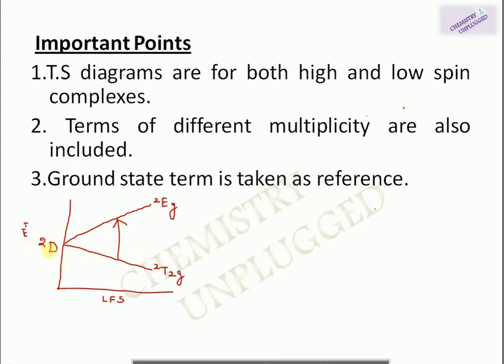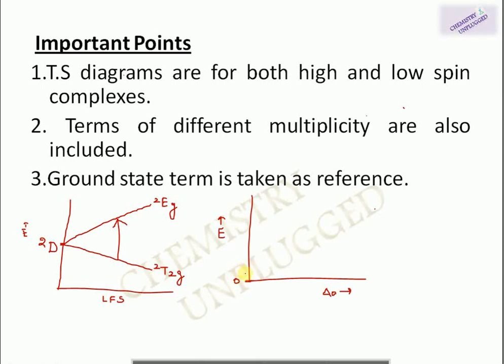So in these diagrams, we take our ground state term at this position, and then we split into 2 or 3, according to the term. For example, D splits into 2, T2g and Eg. F splits into 3, A2g, T1g and T2g. But in case of Tanabe Sugano diagram, we take ground state term as reference, means we will take it at 0. This is the energy axis and this is ligand field strength.